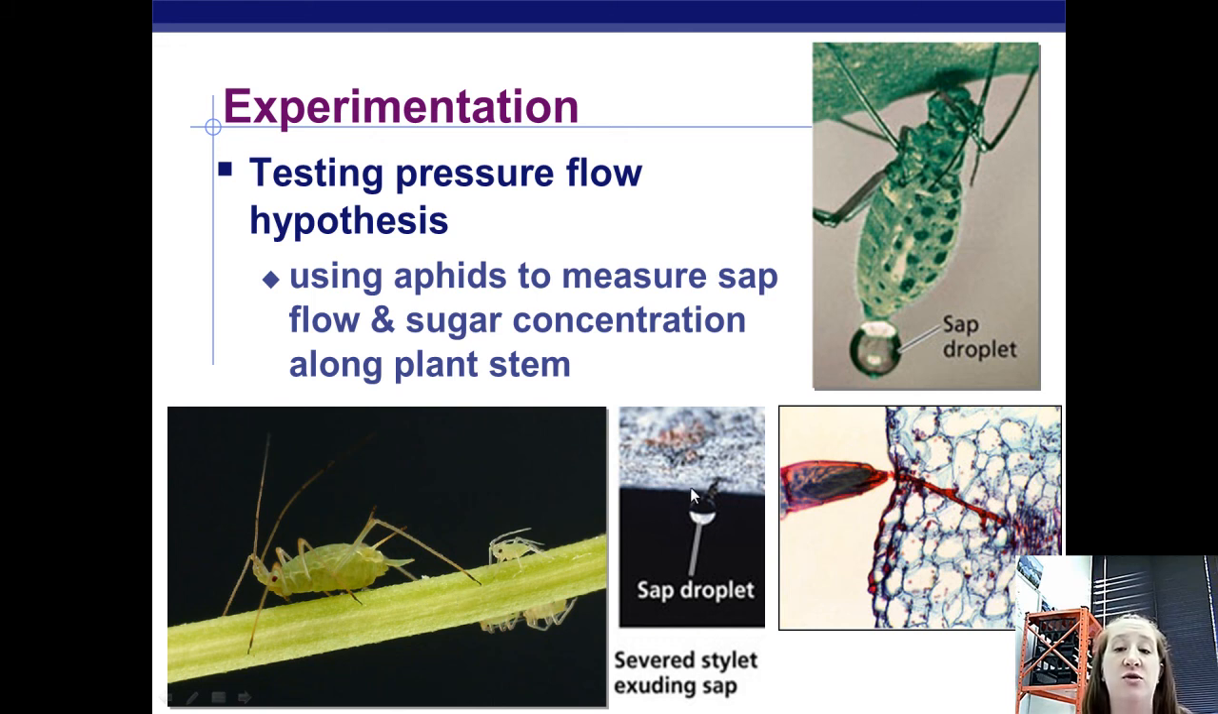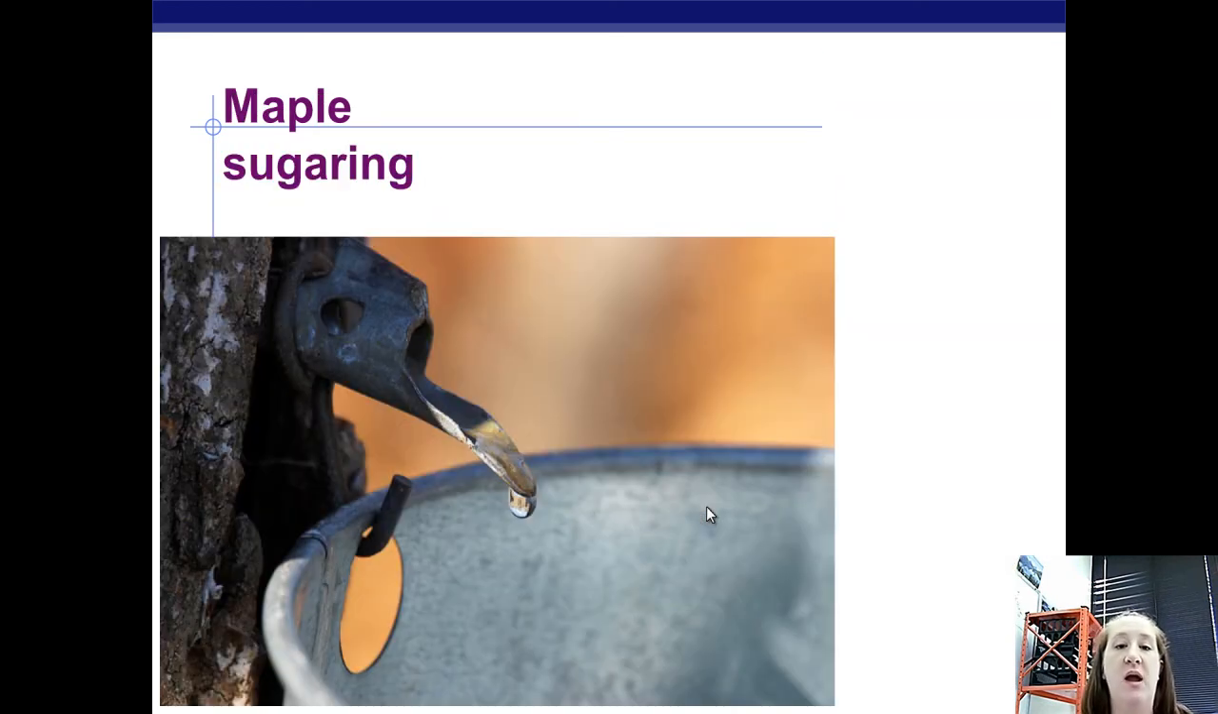So in order to figure out if that was true, what we did is we let an aphid put its little stylet into a plant and then removed the aphid and just left the stylet there. I know it seems kind of cruel, but they're bugs. It happens. And then we noticed that sap droplets started to form and drop, form and drop. So that means that the sugar is being pushed to that location rather than just slowly getting there by pure diffusion.